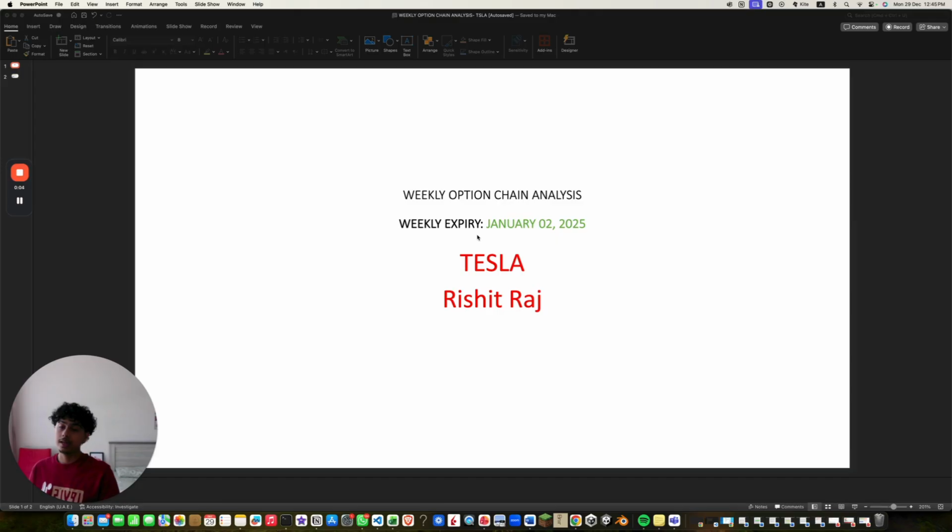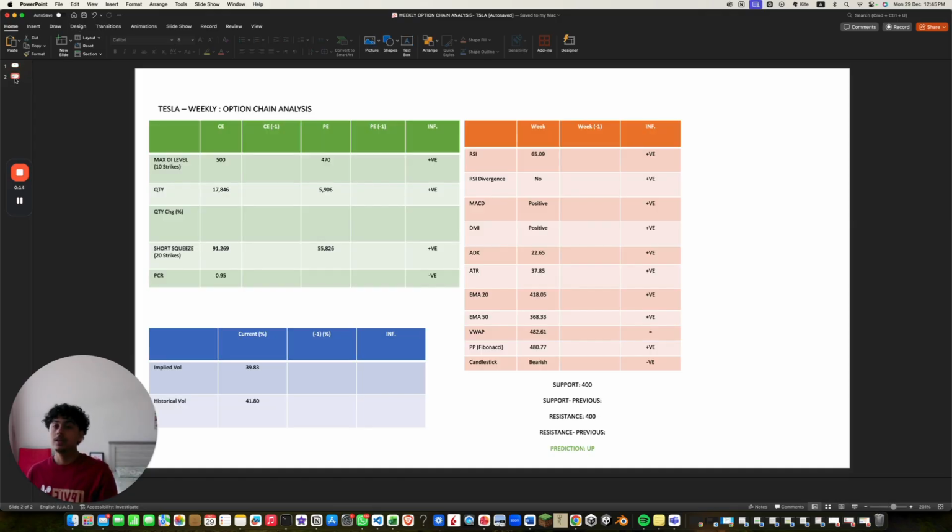Today is the 29th of December 2025 and I'll be going over my weekly option chain analysis for Tesla for the upcoming expiry on the 2nd of January. Again, keep in mind these columns here for the previous weeks are not filled for this video because it's been a while since we made them, but from next week onwards it'll all be populated.